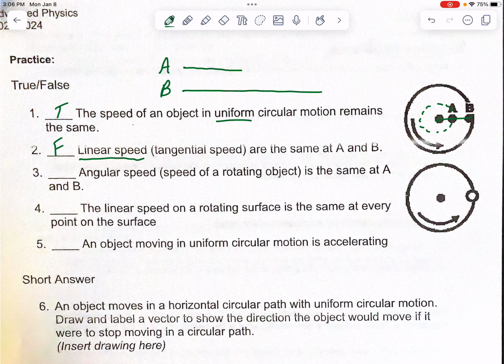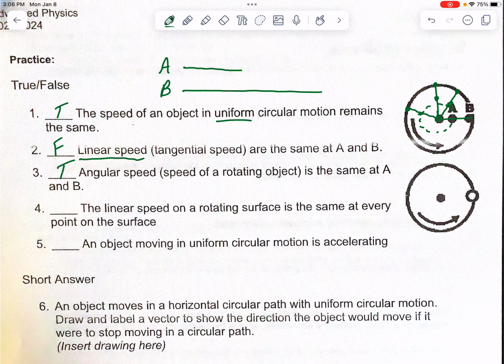Okay, so just think about linear as a line. If you took their paths and made them into lines, would the lines be the same? No. Now, angular speed is different. Angular speed means, would every angle be the same? If I did 45 degrees, 90 degrees, whatever these degrees are, A and B would still always be right in line with each other. That would never change. So angular speed would stay the same no matter what.